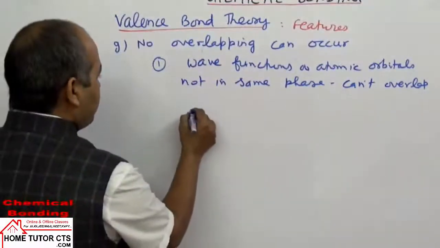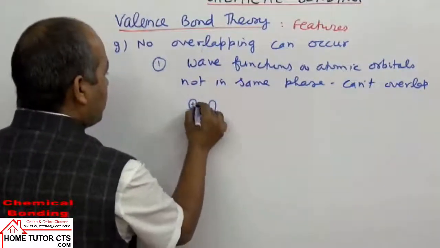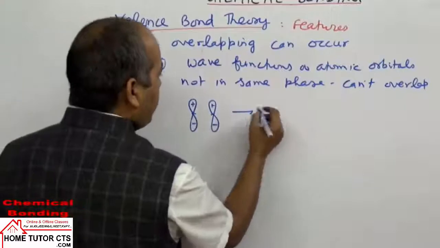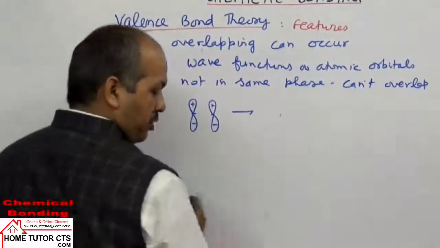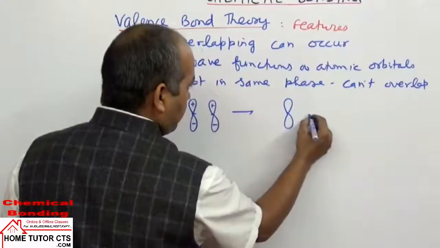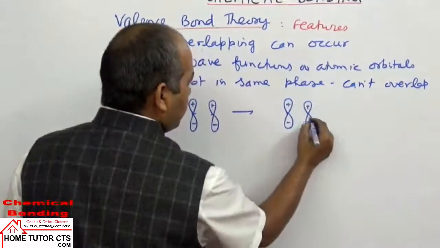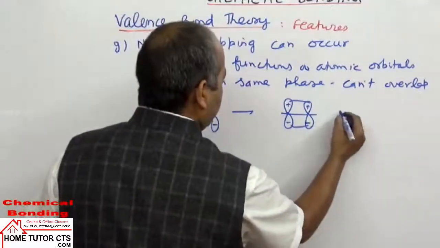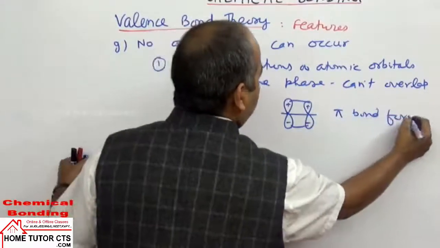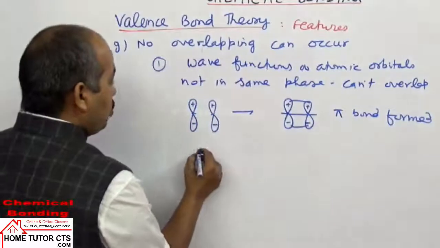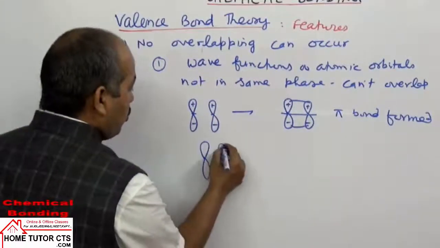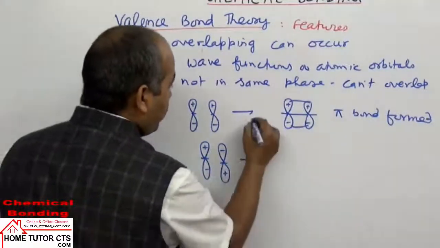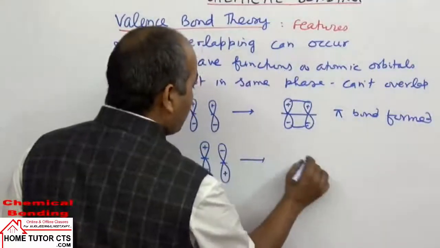If I take two p orbitals which have the same sign of the wave function coming together, they will form pi bonds. Pi bond formation takes place. If I take two wave functions which have opposite signs coming together, what happens when they come together? No overlapping takes place.